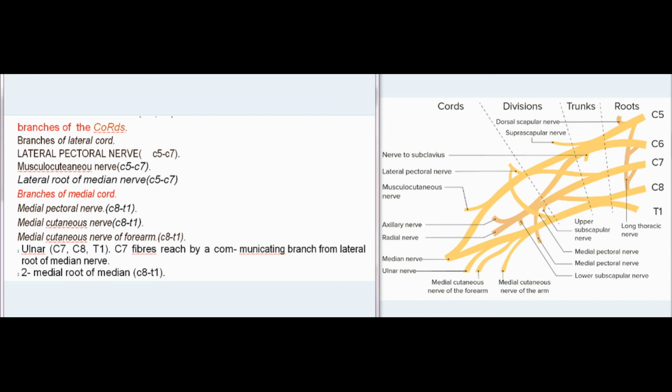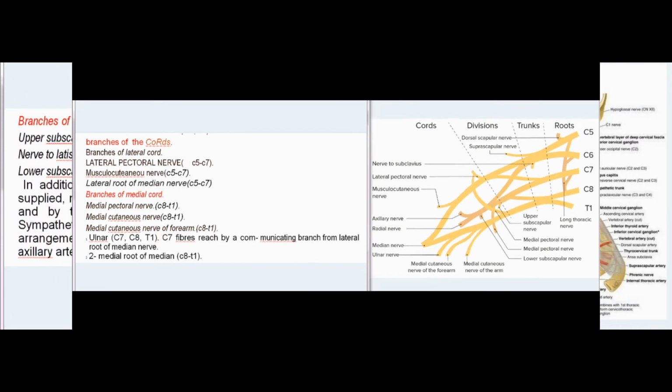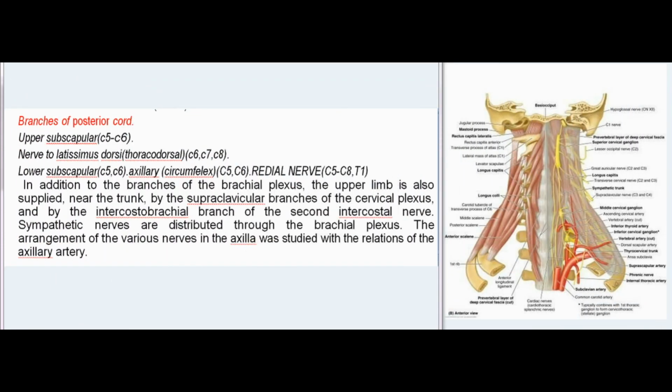Medial root of median, C8, T1. Branches of posterior cord. Upper subscapular, C5, C6. Nerve to latissimus dorsi, thoracodorsal, C6, C7, C8. Lower subscapular, C5, C6. Axillary, circumflex, C5, C6. Radial nerve, C5, C8, T1.